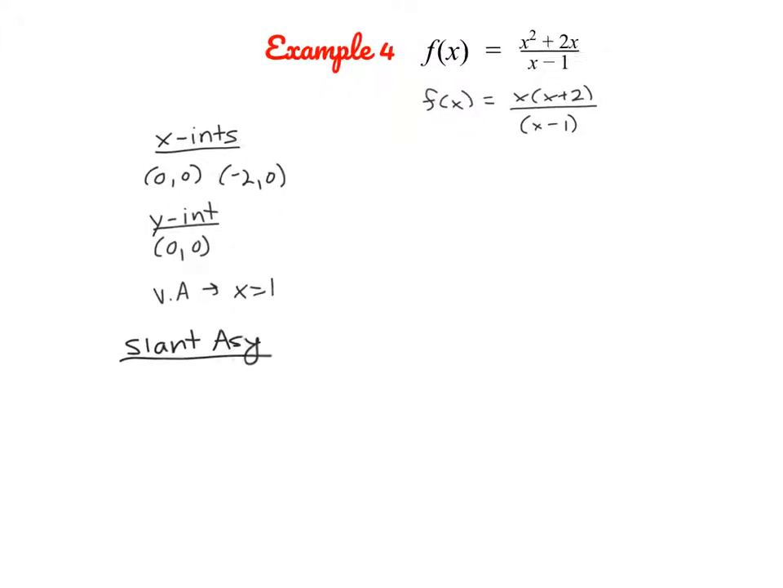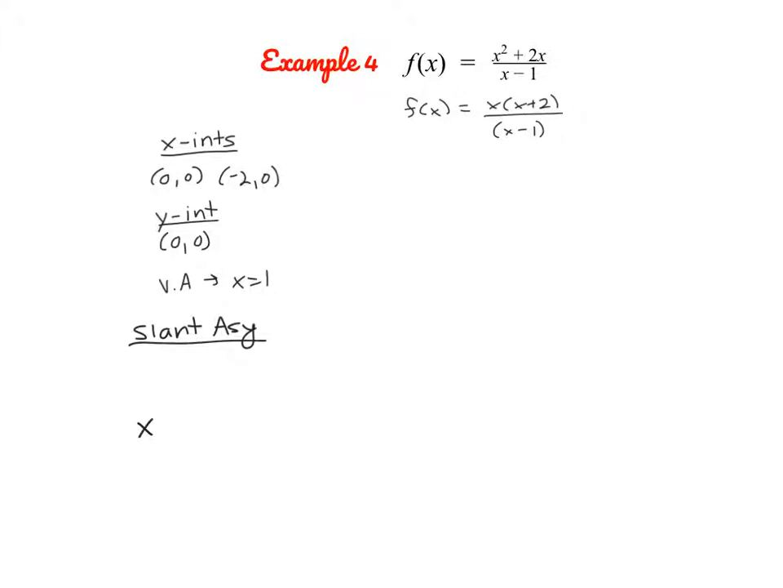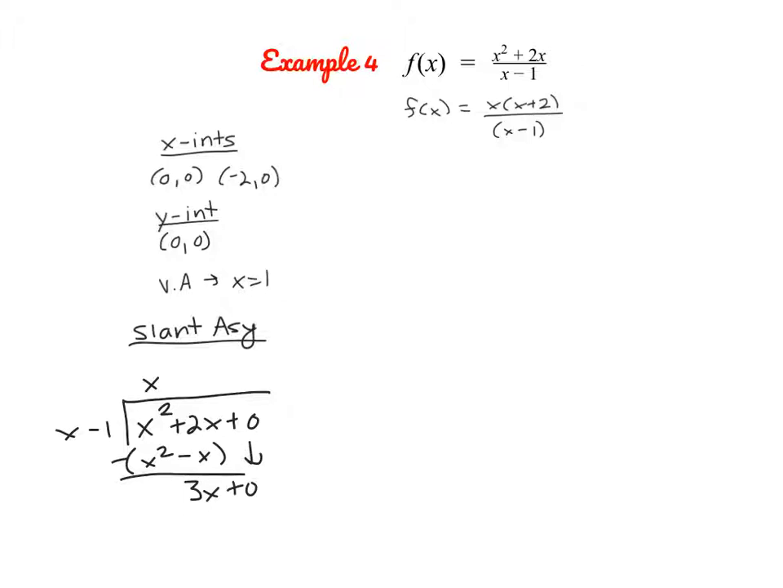So remember, the way we find the equation of our slant asymptote is by doing a little bit of long division. So here I have x, leaving me with x squared minus x, and I'm going to subtract. So I get 3x, bring down the 0, and then here I have 3, so 3x minus 3. And remember, as soon as we reach the point where we can no longer divide, this is going to be the equation of our slant asymptote. So we have a slant asymptote with the equation y equals x plus 3.